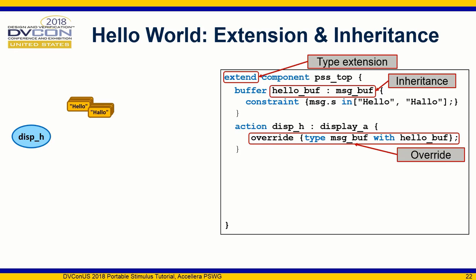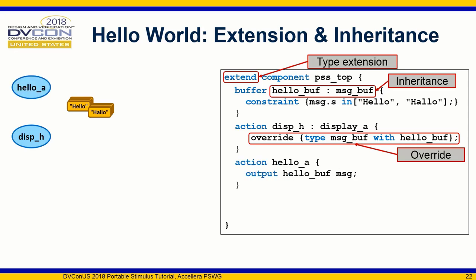And then inside my action here, which is my display hello, I'm going to inherit from display action and override it. So I'm going to say that the type of message buff that I had specified before is now a hello buff. So display hello can only use a hello buff as its input.